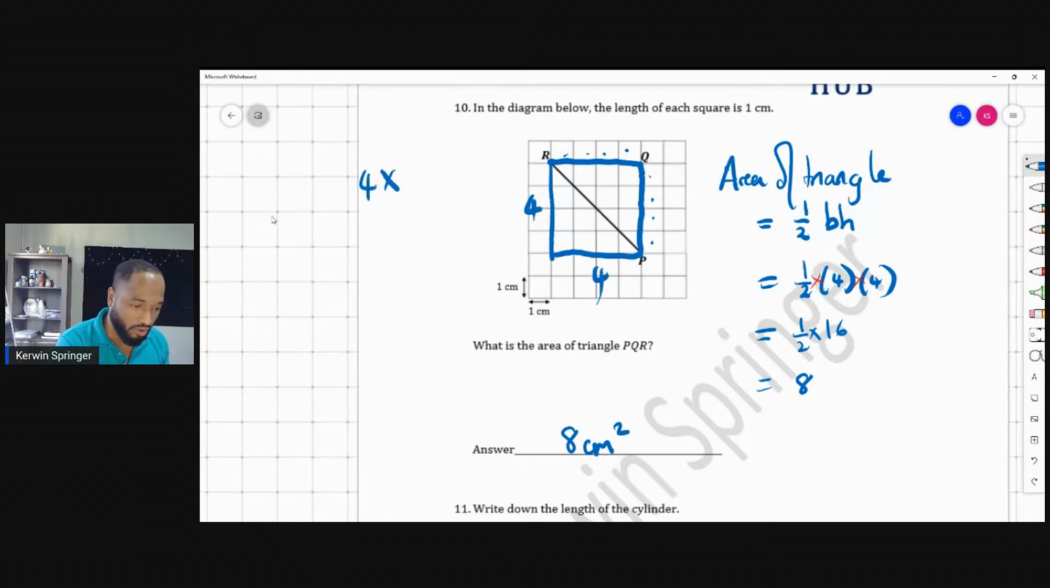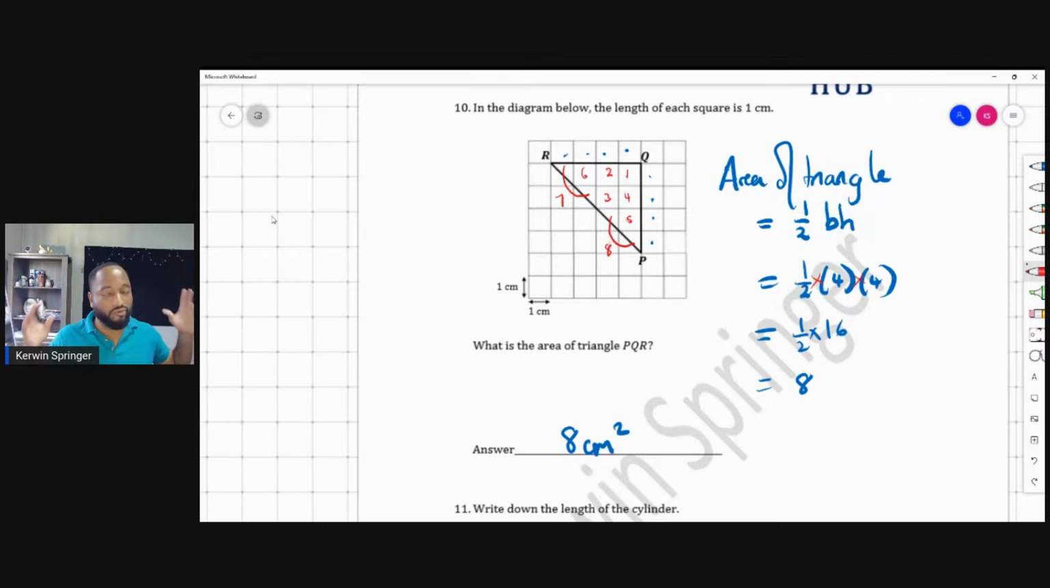So it's 4 by 4 divided by 2. 2 by 4 is, once again, 8. That's another way to do it. The last way you can do this is to count up the squares. So 1, 2, 3, 4, 5, 6, and these two make 7, and these two make 8. Whatever makes your boat float, let your boat float with this.